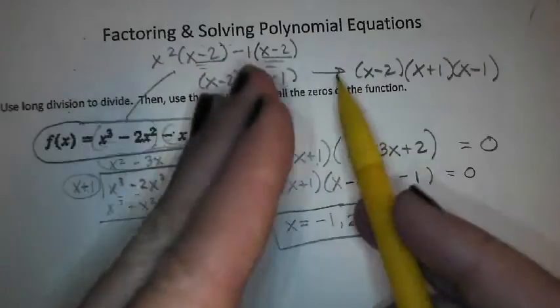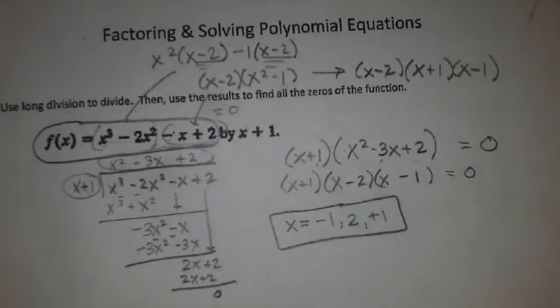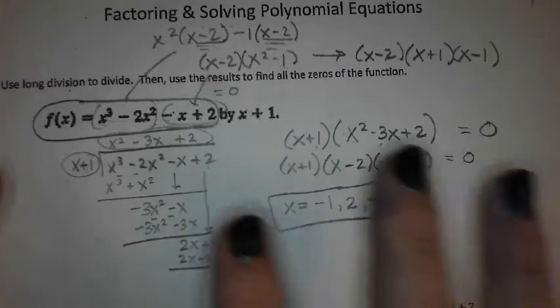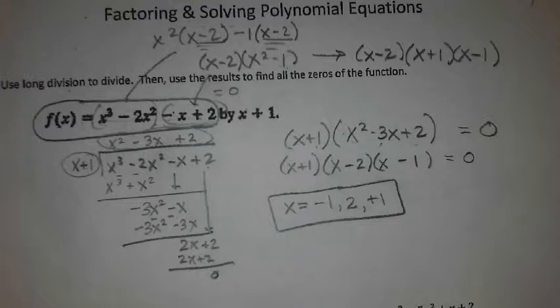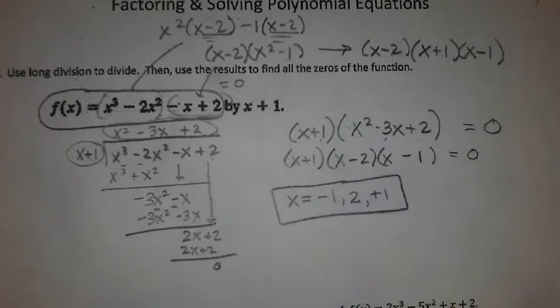If grouping works, it's still definitely the fastest way. But if they want to test your long division and your understanding of how long division factors for you, they're not going to give you one that's groupable, I can promise. Okay? Any questions? But I wanted to start with one that we could see both ways.